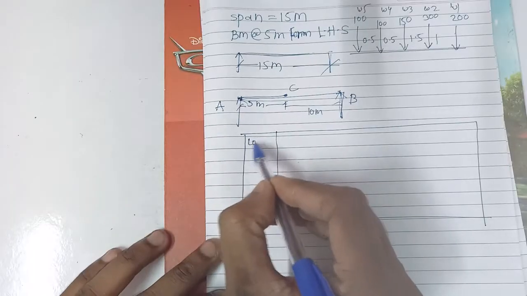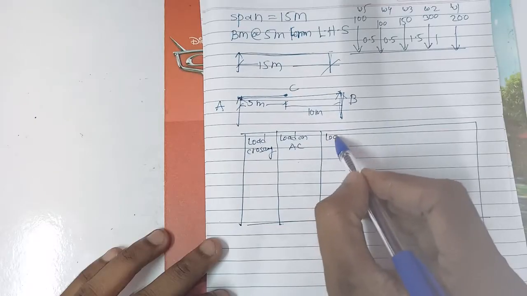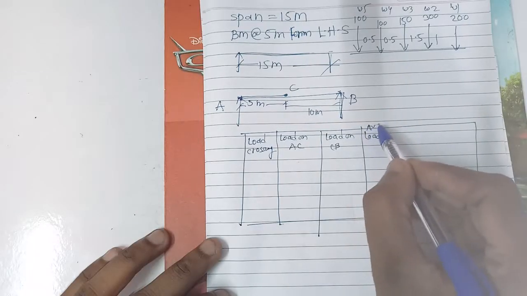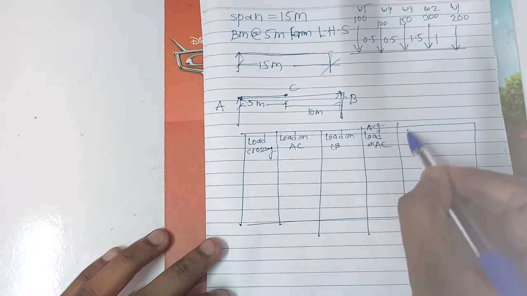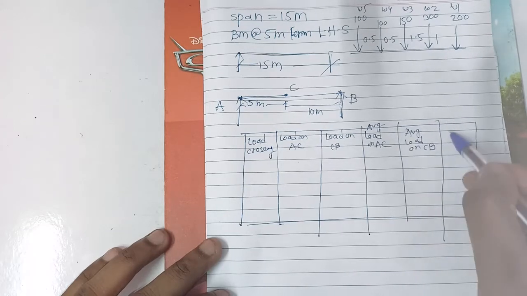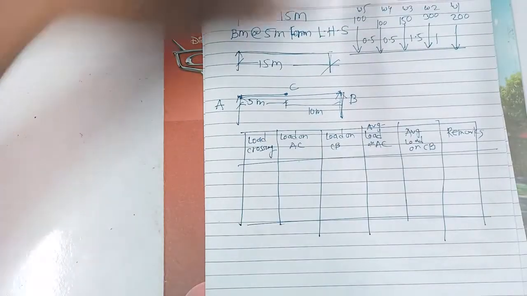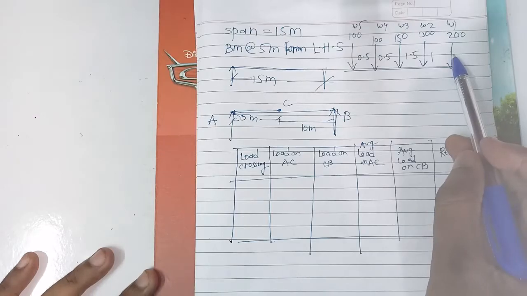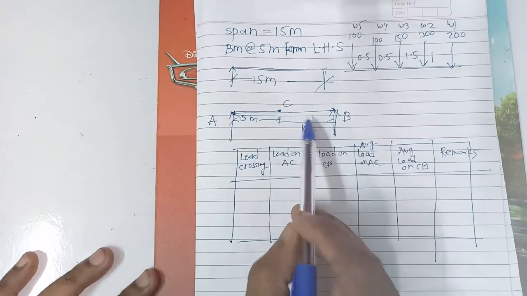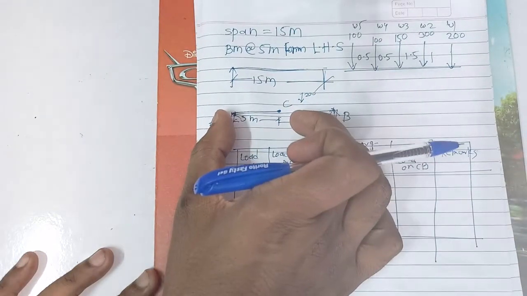So here we have to write the load crossing, second case load on AC, then load on CB, then average load on AC, then average load on CB, then remark. Okay, like this. So first of all, this is the loading condition. We have to cross this load on CB, that is, we have to put this 200 kilonewton load here first. The whole geometry we have to put here like this.